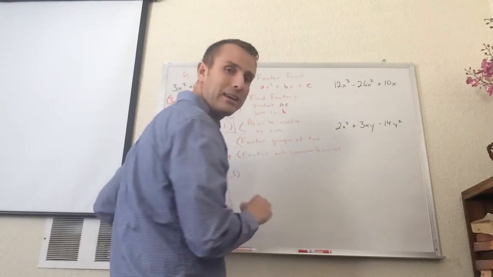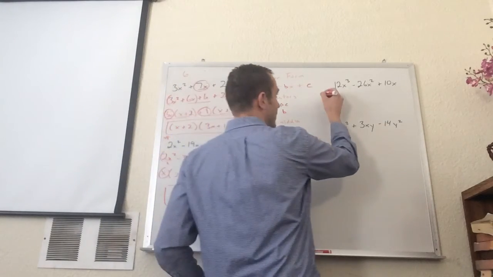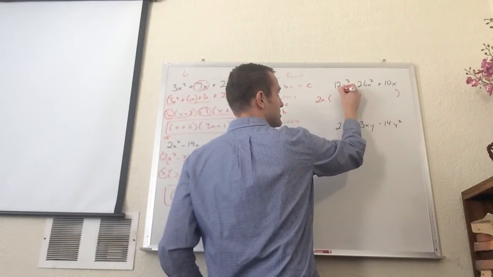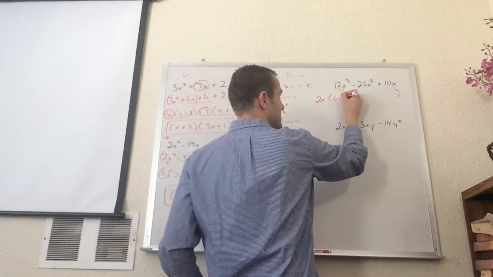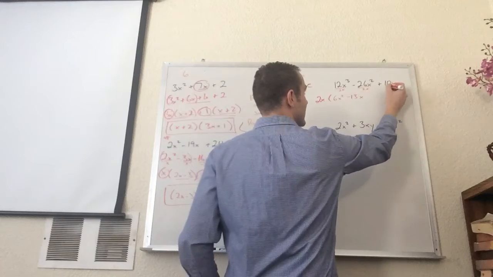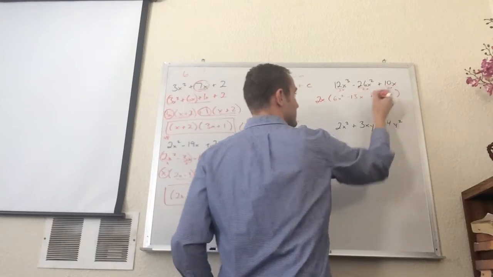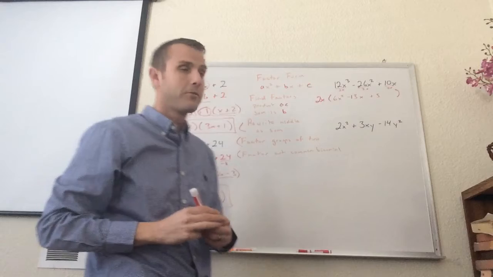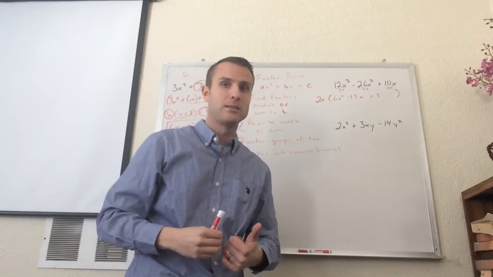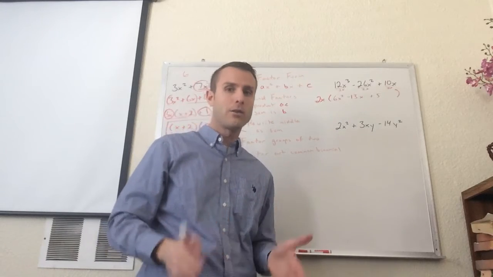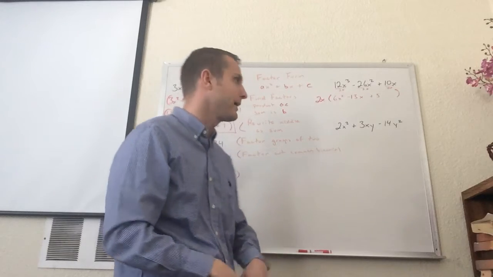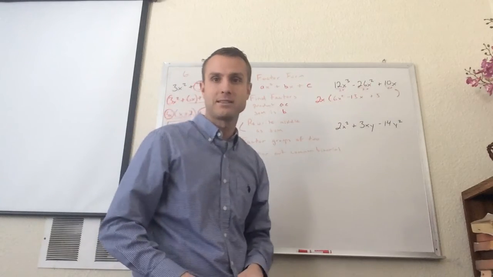So before I do any of these steps, I'm going to factor out my 2x. And then everything else is going to be in parentheses. So when I divide this by 2x, I get 6x squared. Divide this by 2x, I get negative 13x. And then divide this by 2x, I get positive 5. So the first thing I check is, can every term be divided by something? If only 2, then you can't do it. But if all 3 can be divided by something, divide all 3 by everything they can be divided by. Put that outside and then leave what you have left inside.